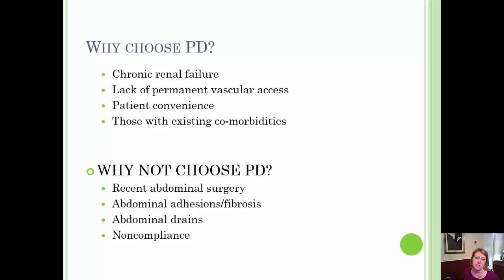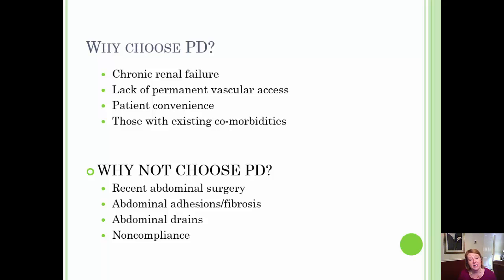You would want to consider using peritoneal dialysis in patients that have existing comorbidities that would preclude them from being successful patients using intermittent hemodialysis. So why would you not choose to offer someone peritoneal dialysis, or why would they not qualify for this type of treatment? One of the reasons is recent abdominal surgery.